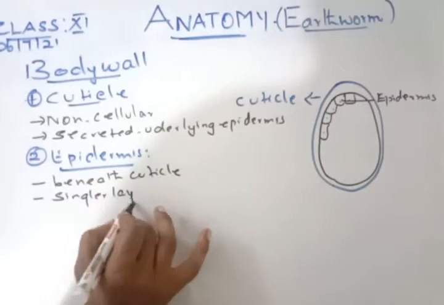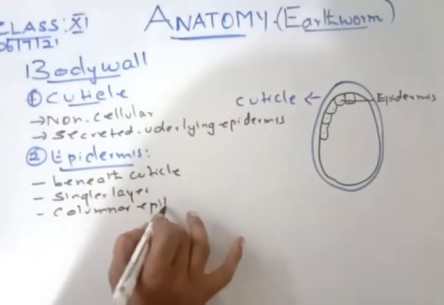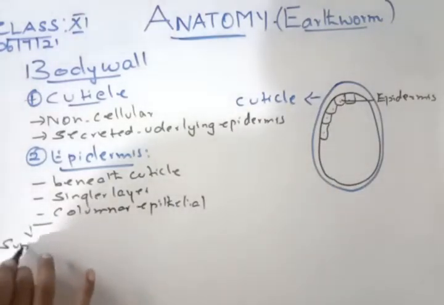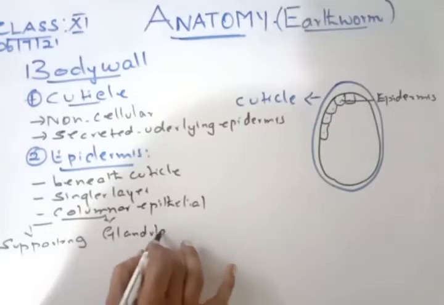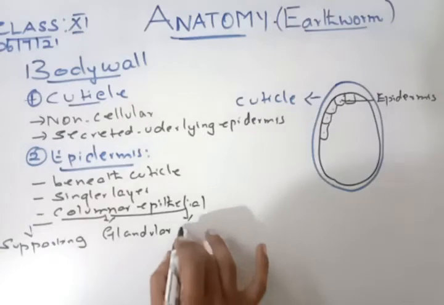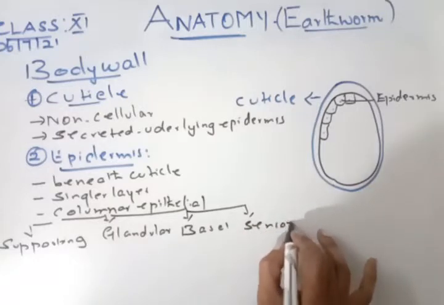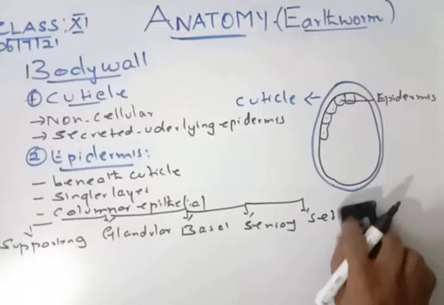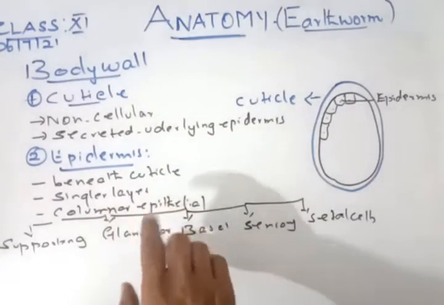That is number one. And it is a single layer. The cells are arranged in a single layer, and it is made up of columnar epithelial cells. And this consists of numerous cells. The first is the supporting cells, and the second is the glandular cells for cocoon formation, for fertilization, and it has some basal cells, and finally it has the sensory cells or the receptors along with the setae. So all these are setal cells, for secretion of the setae. So these are all the cells that are arranged in the epidermis.